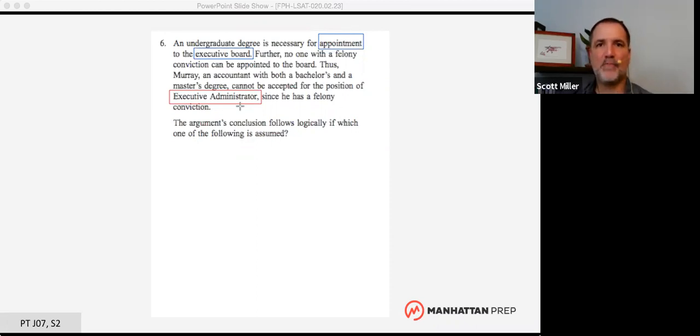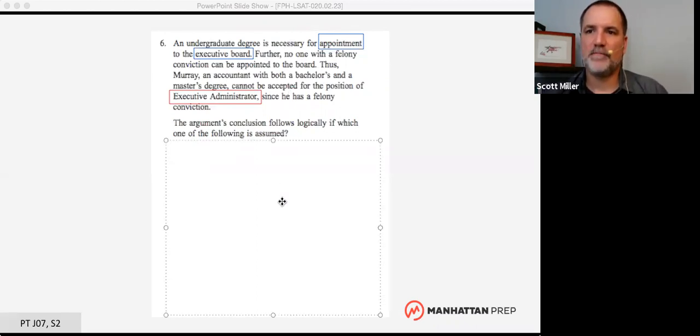The gap is going from premises that tell me about being appointed to the executive board to a conclusion about Murray becoming the executive administrator. This argument hasn't given us enough information about the executive administrator to know that that's actually a position on the executive board. Maybe it's some other position in some other department or something, right?